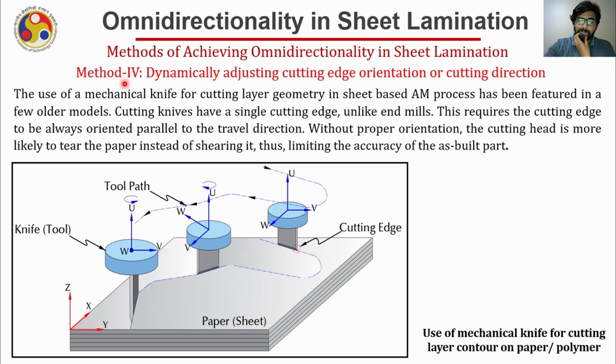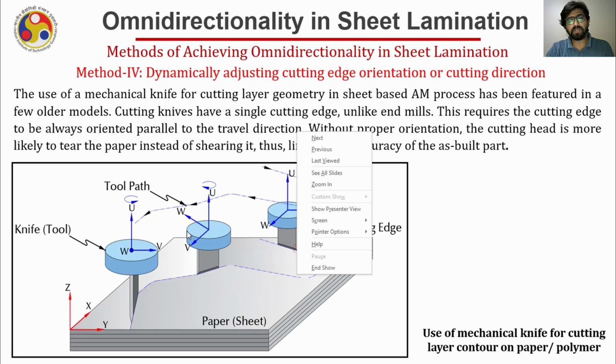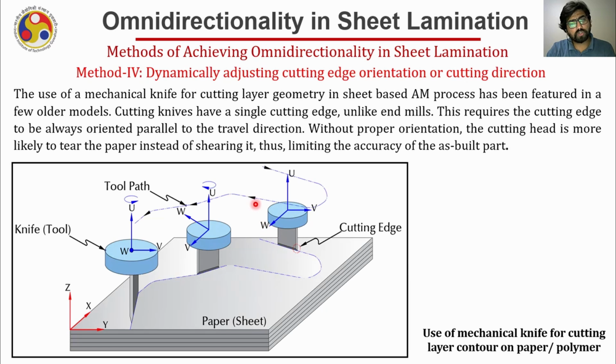So if you are cutting in this direction, then the knife will be aligned like this. But if the direction of the cutting is changing, then your knife has to be rotated appropriately to cut the sheet. So this auxiliary arrangement is nothing but to make the process omnidirectional. But it can be noticed that in the majority of laminated object manufacturing, the omnidirectionality is required for cutting the material, not for adding the material. Typically the adding processes are omnidirectional in nature, but the cutting processes are not really. We have just seen two examples.